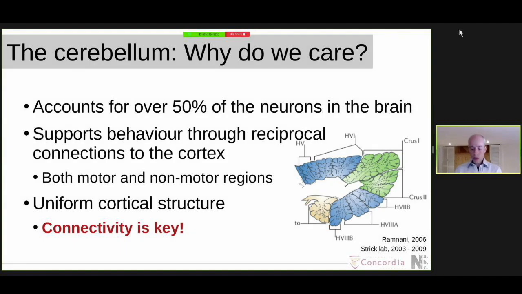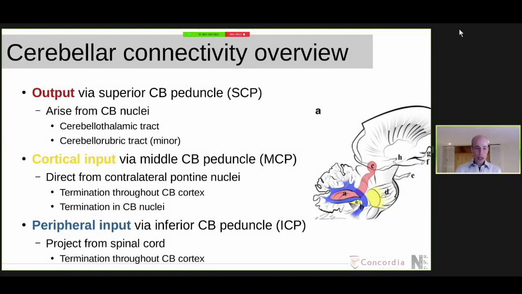So an overview of cerebellar connectivity is actually relatively easy because we have one primary output towards the cortex, and that is the superior cerebellar peduncle, and that's down here. This major tract, or peduncle, arises from the deep cerebellar nuclei, predominantly the dentate nucleus, and that projects up and through to the thalamus, and then from the thalamus to the cortex. So the primary output is directly to the thalamus.